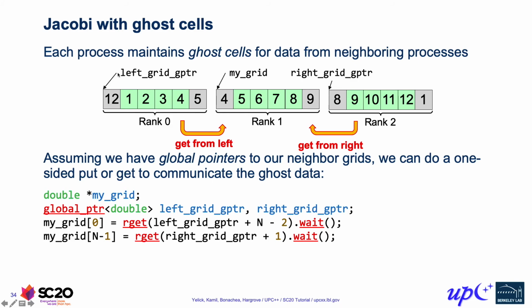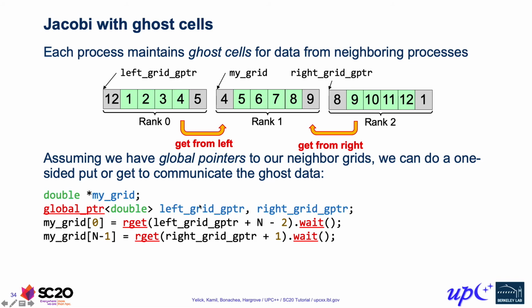So if we imagine that each process has a grid pointer to its own local part of the grid, and also a global pointer to the start of its left neighbor's grid, and a global pointer to the start of its right neighbor's grid, then what we need to do is transfer over this element. The second element from the right, which is the rightmost element owned by the left neighbor, that's what we need to transfer into index 0 of our own grid. And similarly, from our right neighbor, we need to transfer the element from index 1 into the last element in our own local grid.